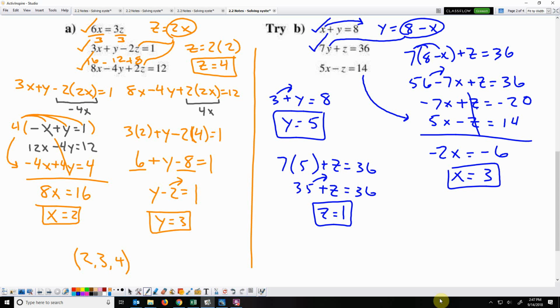Now I want to make sure it checks out in all three equations. So 5 times 3 is 15, minus z is 1, does equal 14. It checks out, so I know my answers are correct. So those three lines intersect at the point 3, 5, 1.